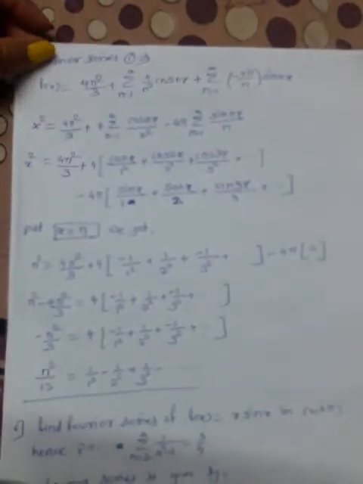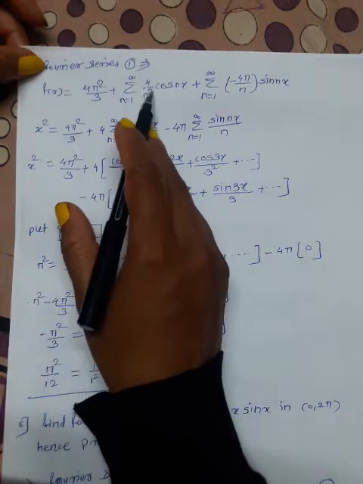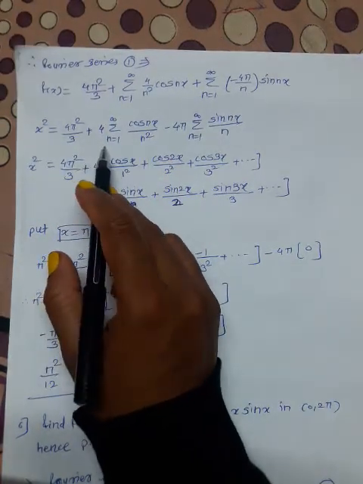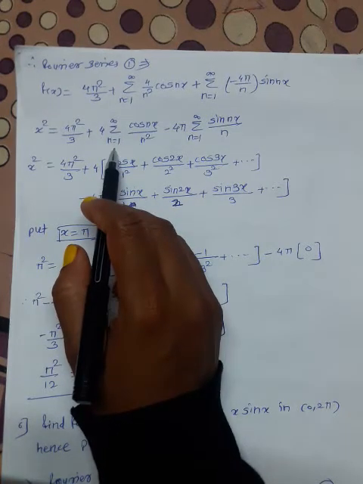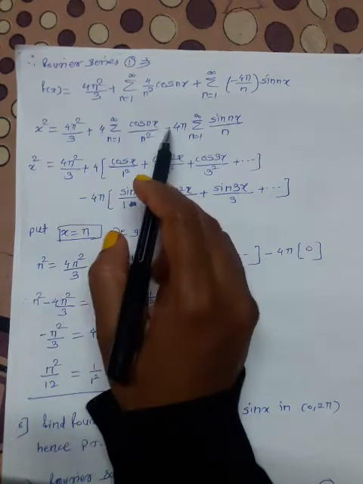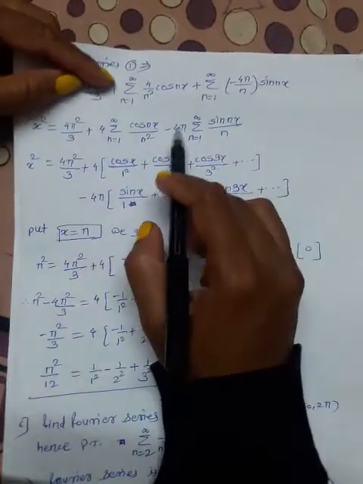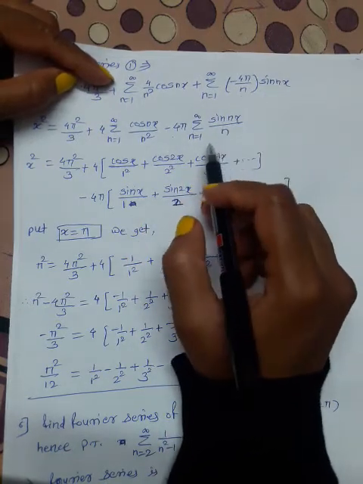Just replace f(x) by our function x², and the rest is as it is. Take 4 common, since the summation is over n, therefore apart from n everything is constant and we can take it outside. Minus 4π is a constant, so take it outside from this second summation, sin nx upon n.